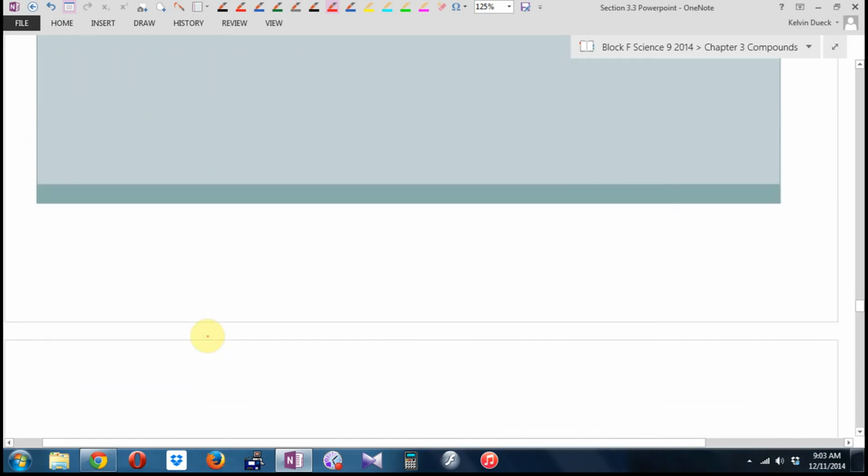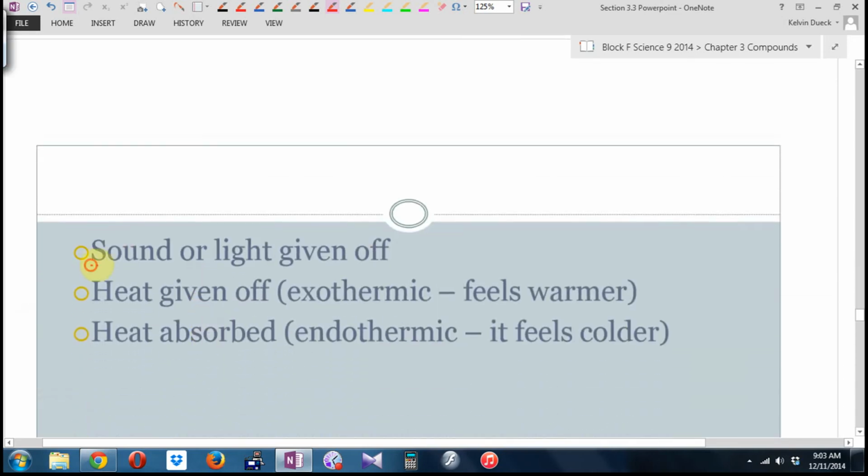In particular, if sound or light is given off. Glow sticks. You've all seen those? Those are chemical changes. How do I know? Giving off light. If heat is given off, here are two words that you need to know. You want to write these down.